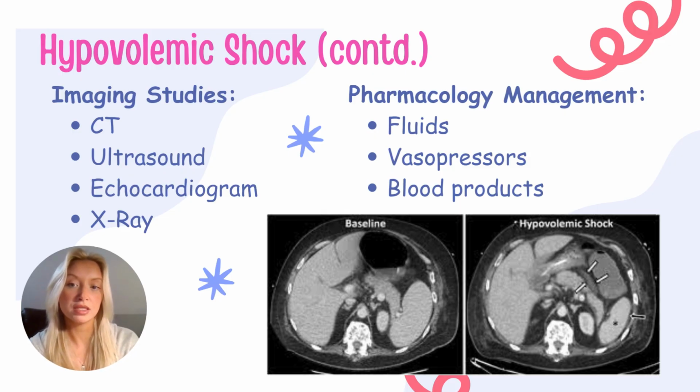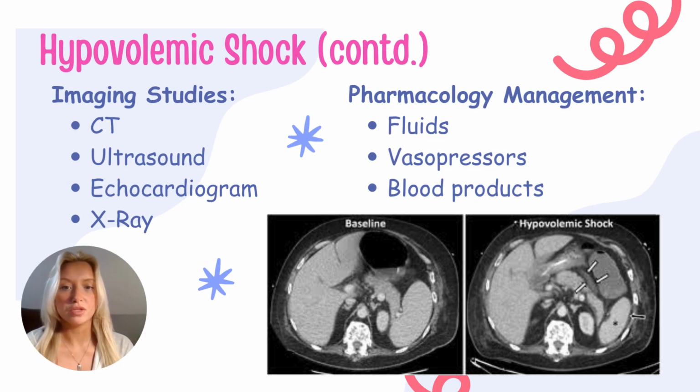And an ultrasound is going to look for any free fluid in the peritoneum or pericardium. An echocardiogram or an ECG is going to look at cardio function. And finally, an X-ray is going to look for any skeletal injuries or any air in the abdomen.